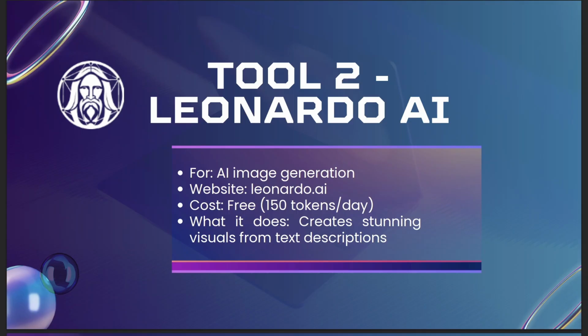One more thing I want to show you, Leonardo has something called image-to-image generation. This means you can upload a reference image and ask Leonardo to create variations of it. This is incredibly useful if you find a style you like and want more images in that same style. We'll explore that more in a later module. For now, just know that Leonardo is going to be your go-to tool for all visual content.